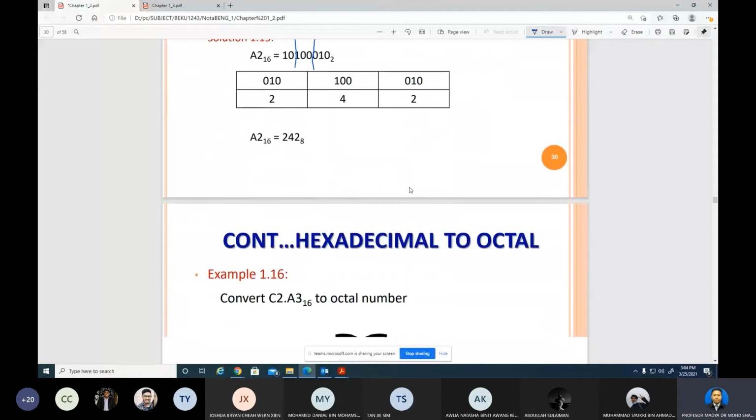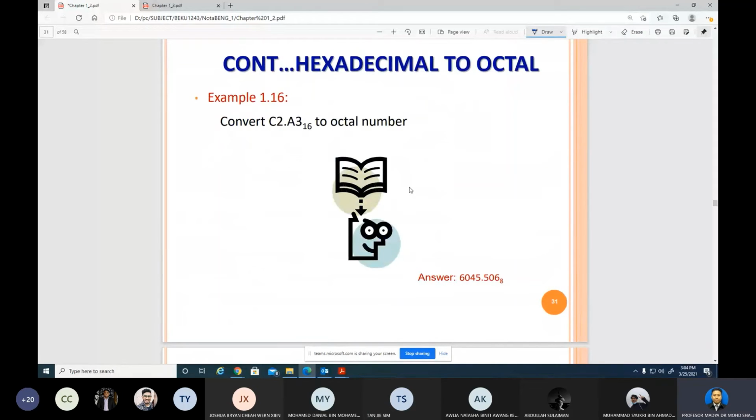Okay, so this is another example that you can try. We have the answer here, you can double check. The first step that I mentioned to you, just convert into binary. After binary, you just divide by 3. Split by 3, then you can get the answer.